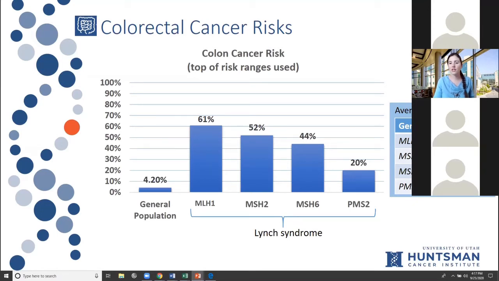As you can see in the graph on the left, risk ranges from 61% for MLH1 mutation carriers down to 20% for PMS2 mutation carriers. However, all of these are above the general population average of 4.2%. You can also see that colon cancer is usually diagnosed at especially young ages in individuals with MLH1 and MSH2 mutations. These average ages of diagnoses can be compared to the general population age for colorectal cancer to be diagnosed at age 67.